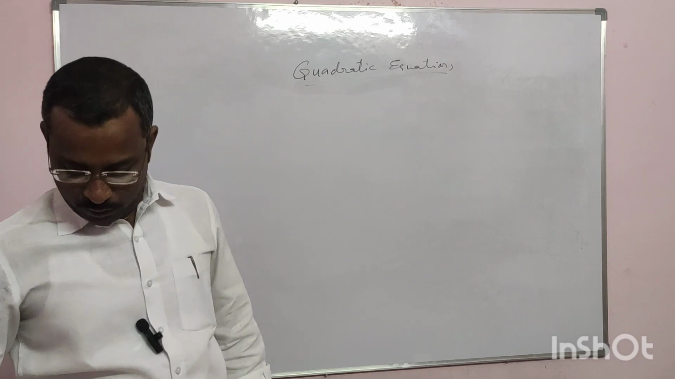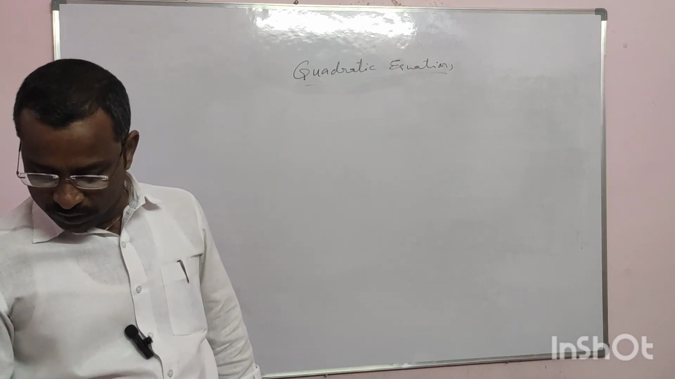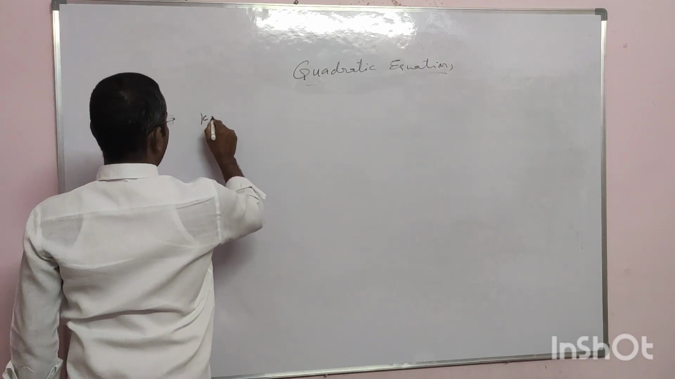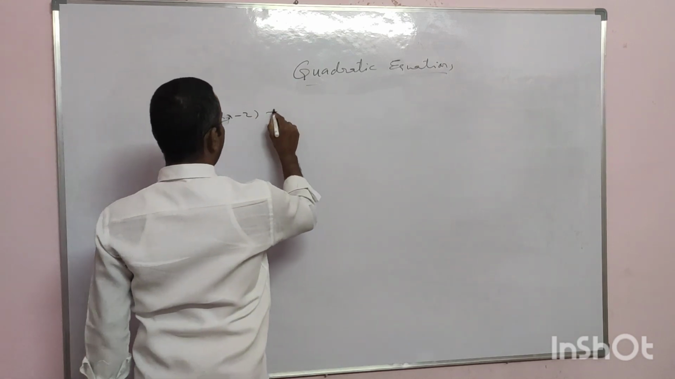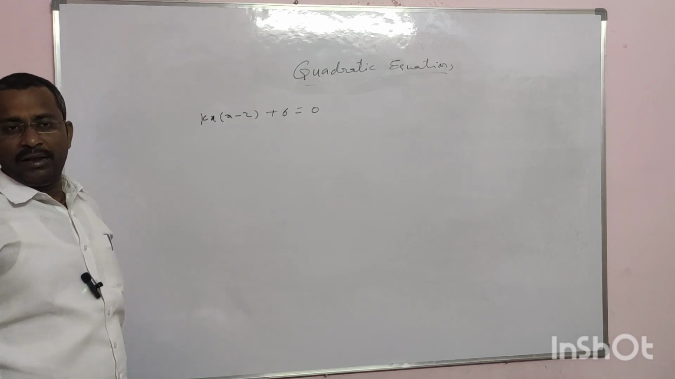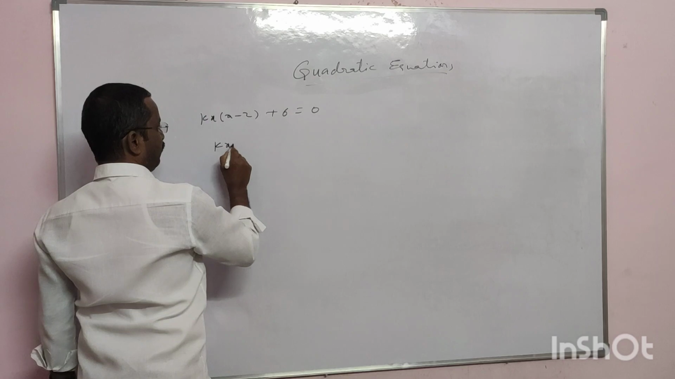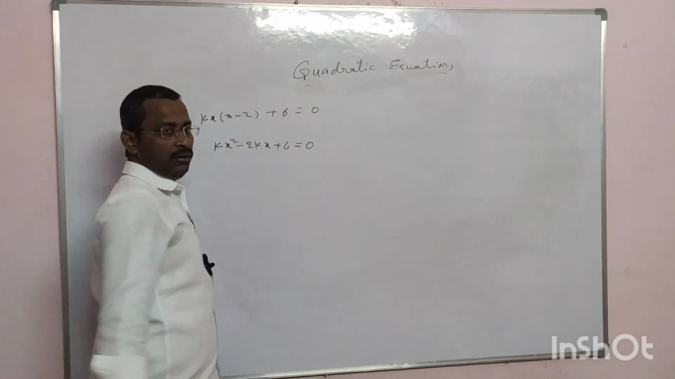మీ క్వాడ్రాటిక్ ఈక్వేషన్స్ లో ఆబ్జెక్ట్ టైప్ లో మిమ్మల్ని అడగాలంటే ఇలాంటి క్వశ్చన్స్ ఎక్కువ అడుగుతాడు. ఇంకో క్వశ్చన్ చూడండి, ఇక్కడ ఇలాంటి క్వశ్చన్ కూడా ఉంది. kx square minus 2kx plus 6 is equal to 0, asking roots are equal, find the value of k. So kx square minus 2kx plus 6 equal to 0.